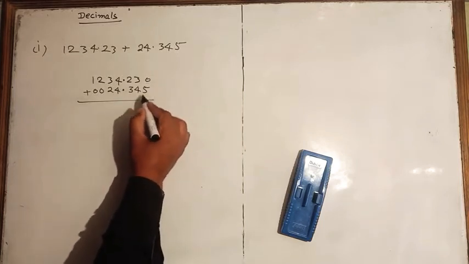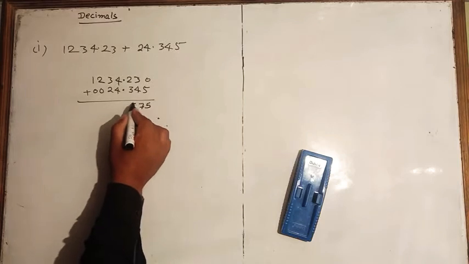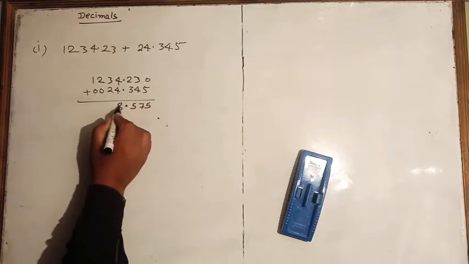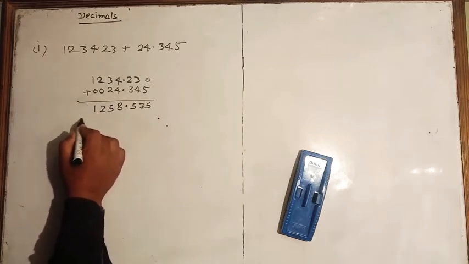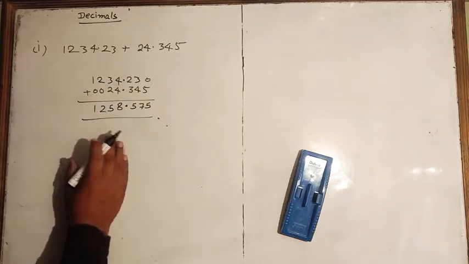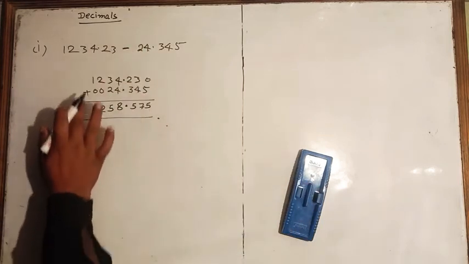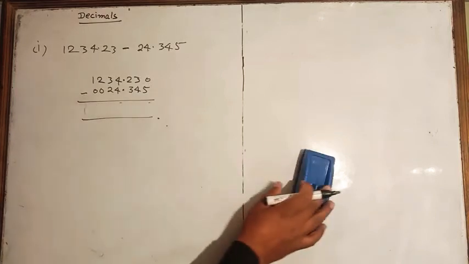5 it will be 5, 4 plus 3 is 7, 3 plus 2 is 5, decimal as it is. Now 4 plus 4 is 8, 3 plus 2 is 5, 2 as it is and 1 as it is, like this we will write. Or in case of subtraction also we will do the same thing. Here the sign we will change, that will be the minus sign, and whatever the result is, you will write the same.